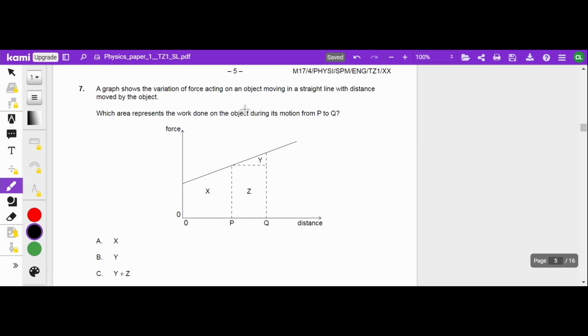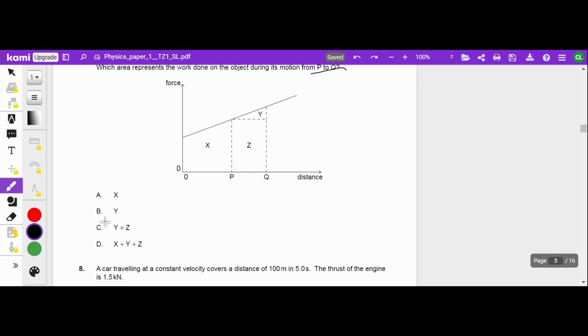The graph shows the variation of force acting on the object moving in a straight line with distance moved by the object. Which area represents the work done on the object during its motion from P to Q? Work done is force times distance, and since it's from P to Q, we just need to find the area of the graph from this point only. So it's just z plus y.